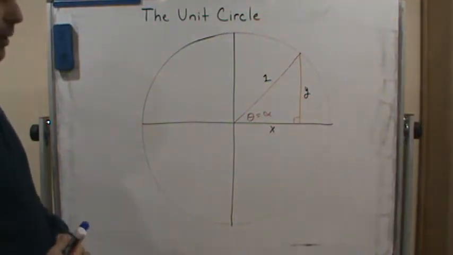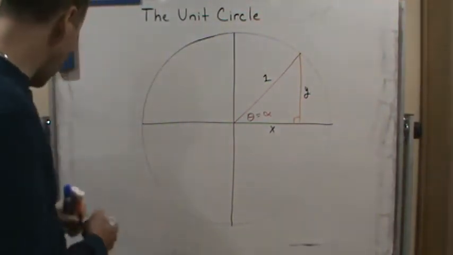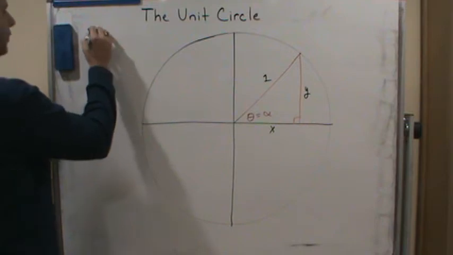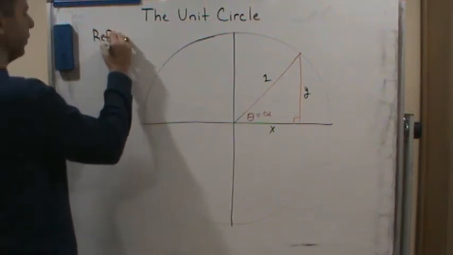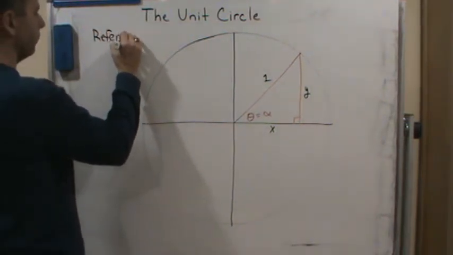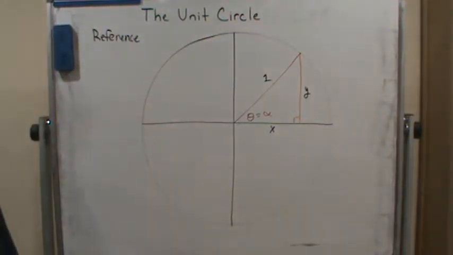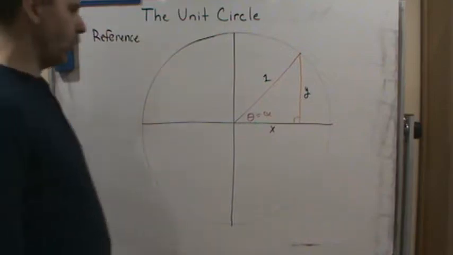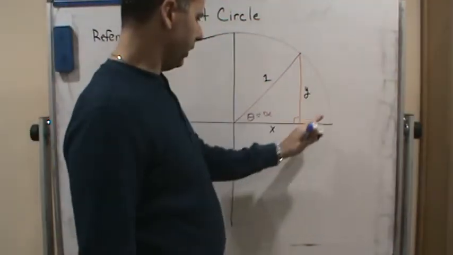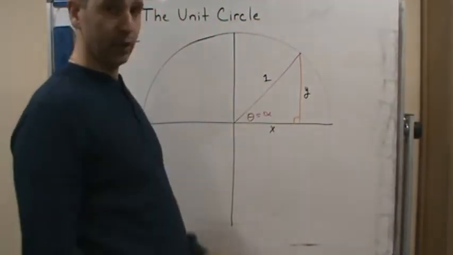Now let's talk about reference angles. We talked about reference angles before. A reference angle is just the smallest acute positive angle that is made with the horizontal axis. So far we've dealt with angles that were between 0 and 90 degrees.